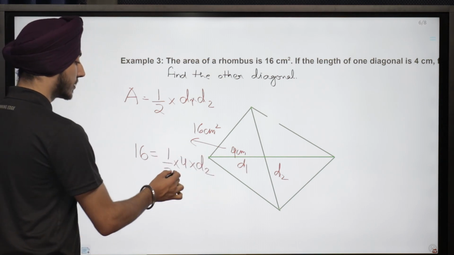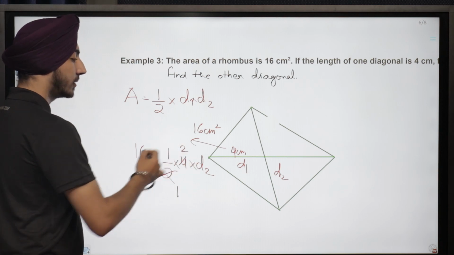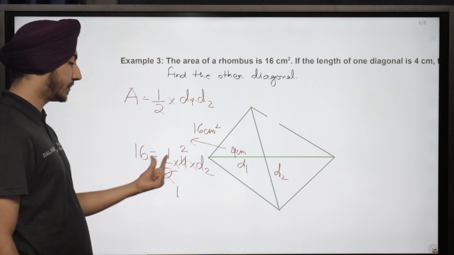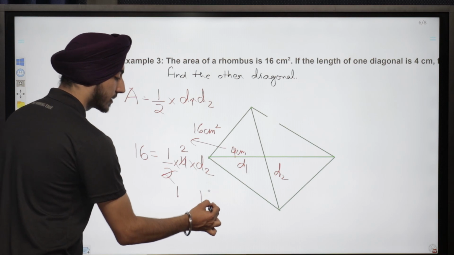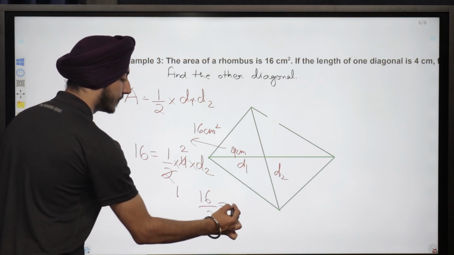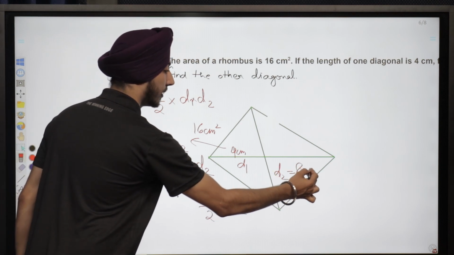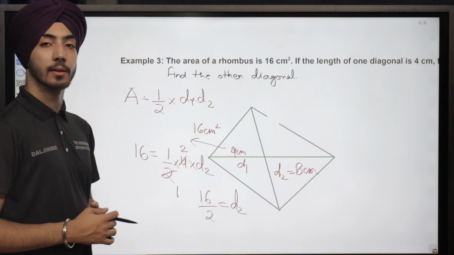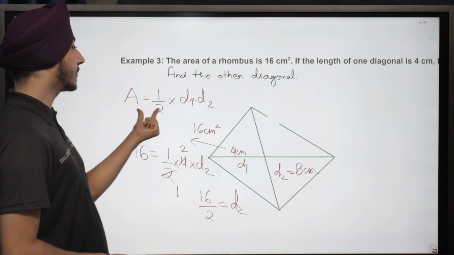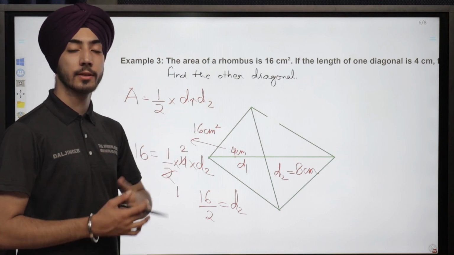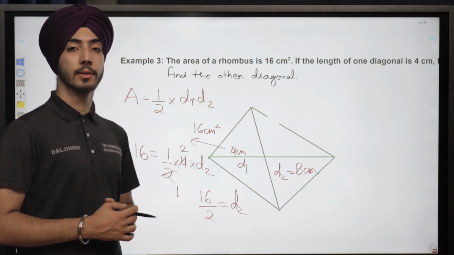So 2 ones are 2, 2 twos are 4. Now this 2 will come into the denominator here. This will become 16 upon 2, which is equal to 8. So D2 equals how much? D2 equals 8 centimeter. Simple, very very simple question. Area of a rhombus is what? Half into product of its diagonals. Now let's look at the next question.